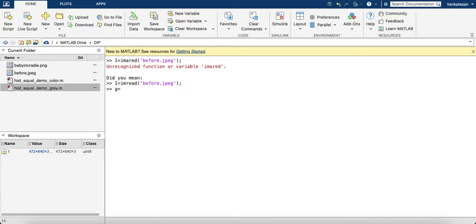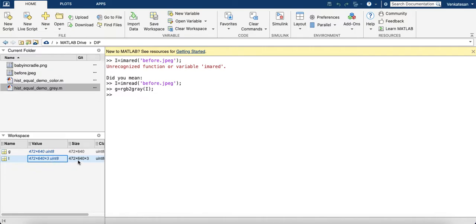G is equal to rgb2gray, which converts your color information into gray information. So this G will be a gray image. Now let us see what the histogram of this particular gray image is. You can also see the information here. This I is a color image of size 472 cross 640, which has red, green, blue components.